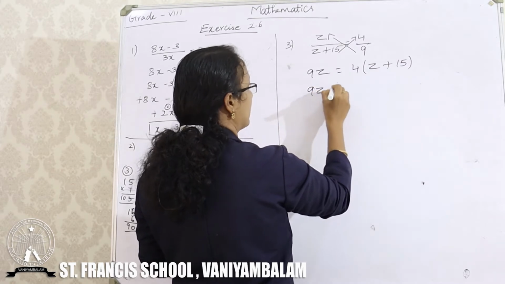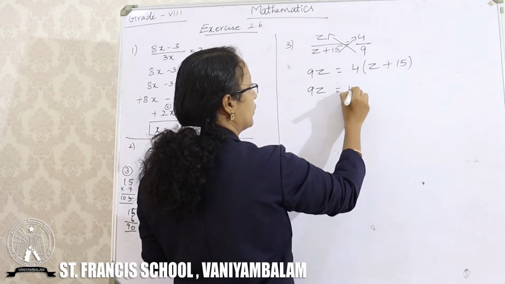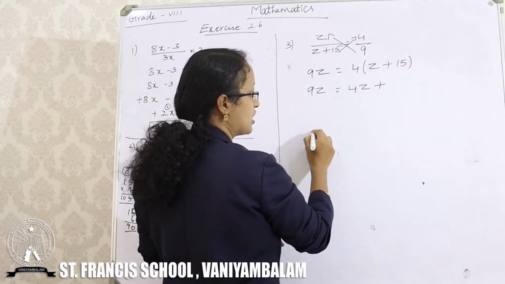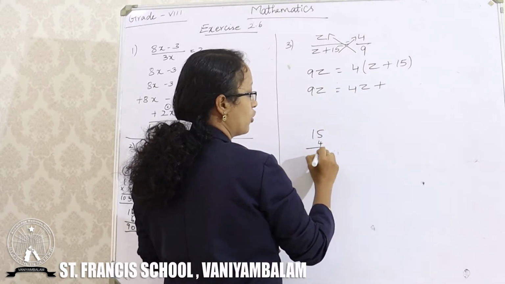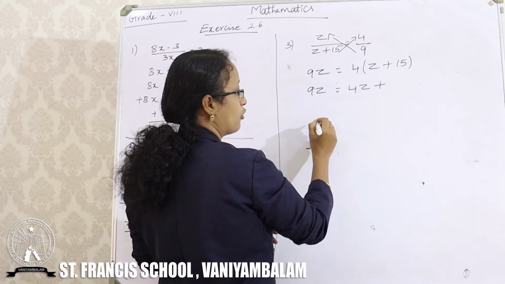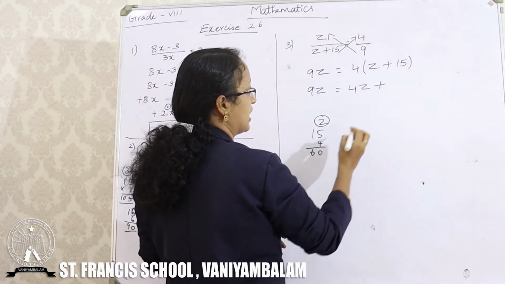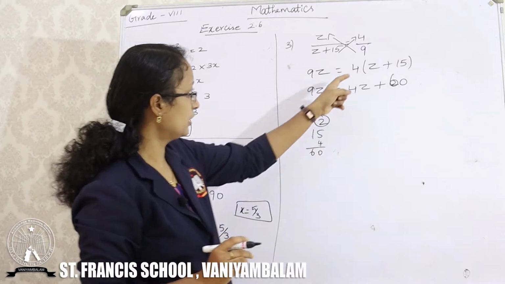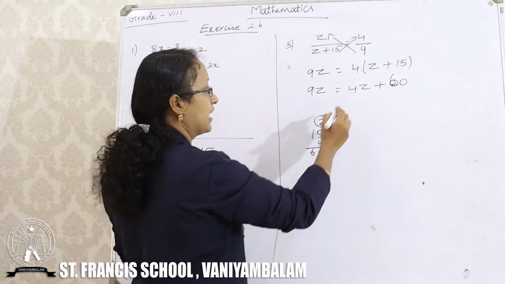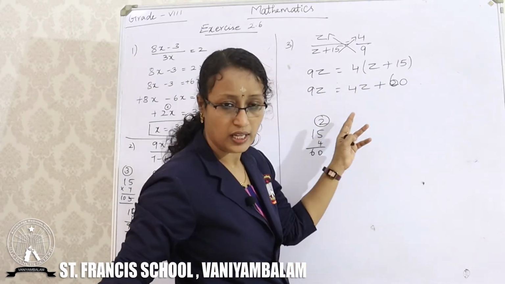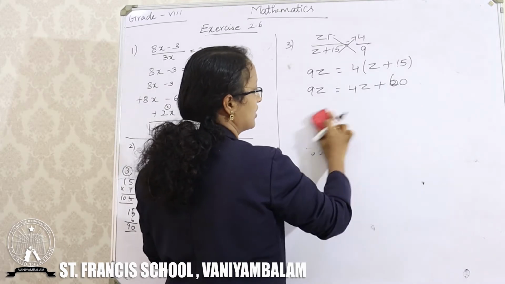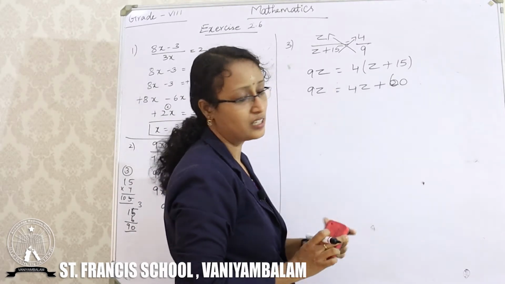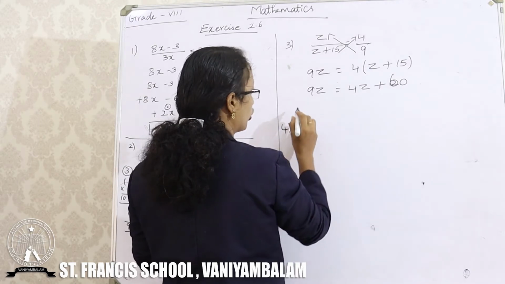You will multiply this 4 inside the bracket. You will get 4z plus 15 into 4. What is 15 into 4? 5 4s are 20, 1 4 is 4, 4 plus 2 is 6, so 60. 15 into 4 is 60, and this 4z you will take to the left hand side. You can solve this. And the constant you can keep on the right hand side itself. Find the z value.